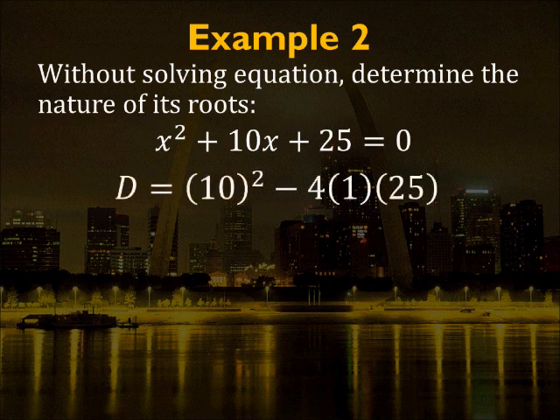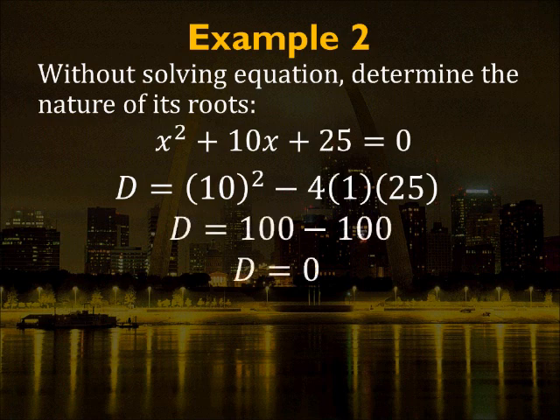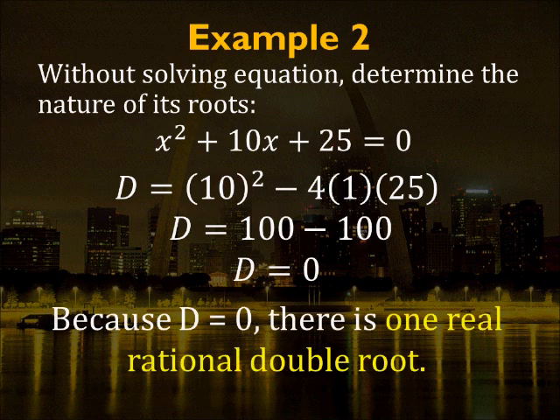So we have the discriminant of 10 squared minus 4 times 1 times 25, which produces 100 minus 100. So your discriminant is equal to 0, which tells you that under number 2, you have a real double root. You also have a rational double root because your discriminant is a perfect square and you have integral coefficients. D equals 0 is always a perfect square, so you're going to have one real, that is rational, double root.